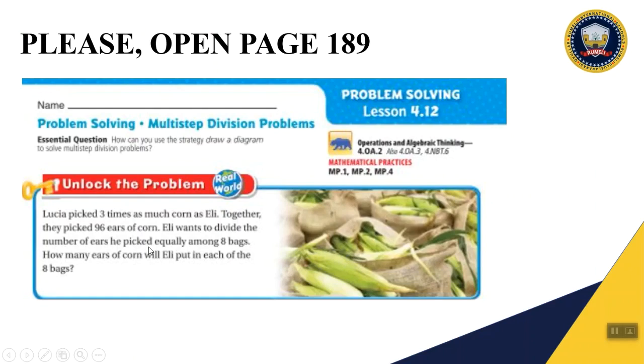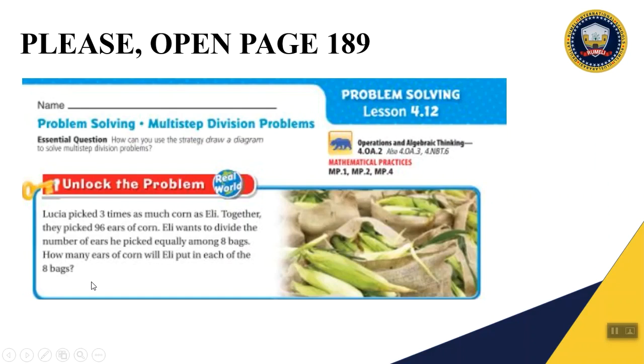It says Lucia picked 3 times as much corn as Ailey. Together they picked 96 ears of corn. Ailey wants to divide the number of ears he picked equally among 8 bags. How many ears of corn will Ailey put in each of the 8 bags?